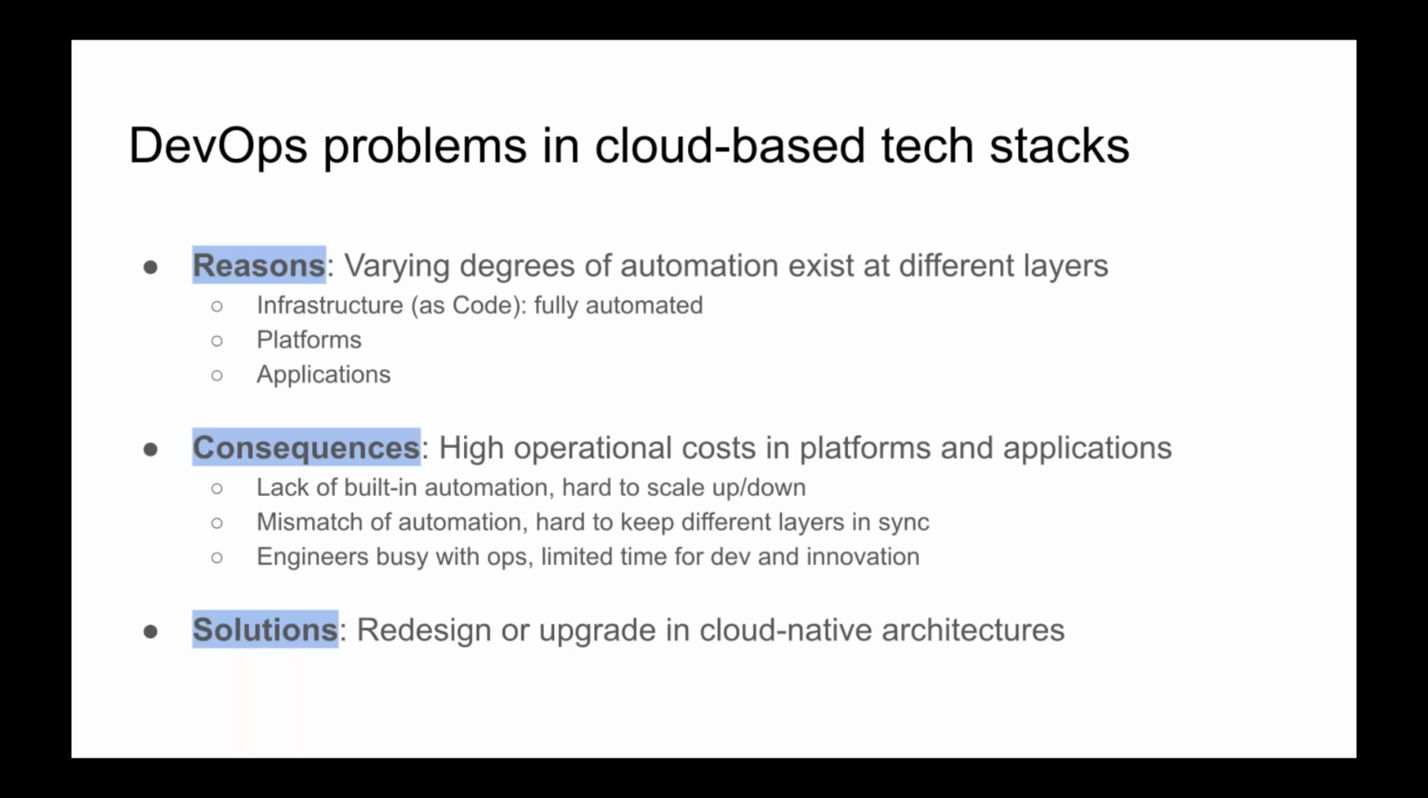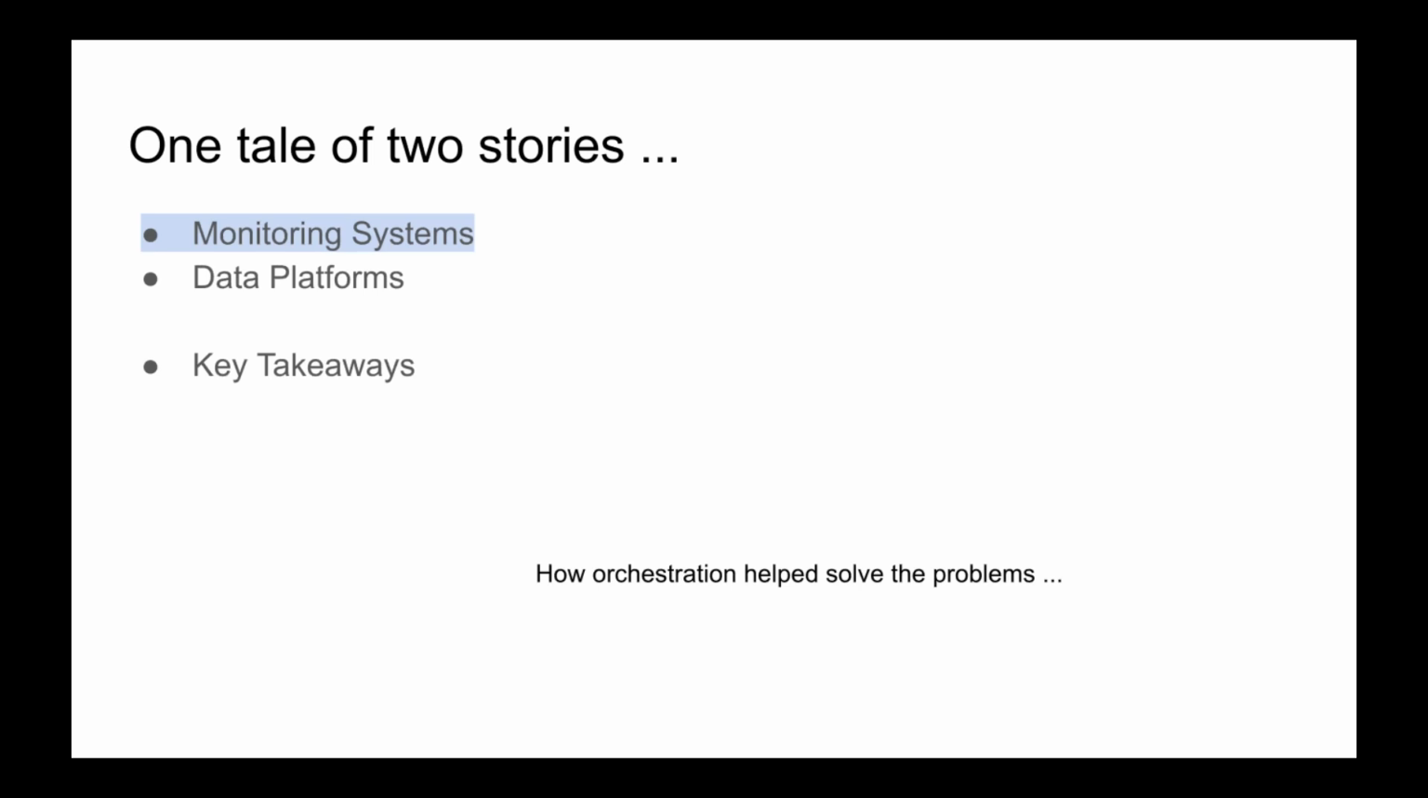The consequence is that the engineers are very busy with operations. They're busy resolving tickets and alerts all the time. There's very limited time for dev and technical innovation. To solve this problem, fundamentally, we have to redesign the system in a cloud-native architectures and adopt the best practices for automation. So in this talk, I'm going to present two stories.